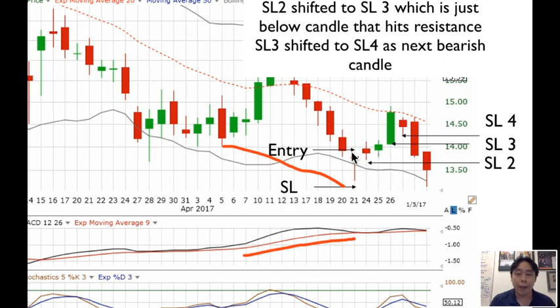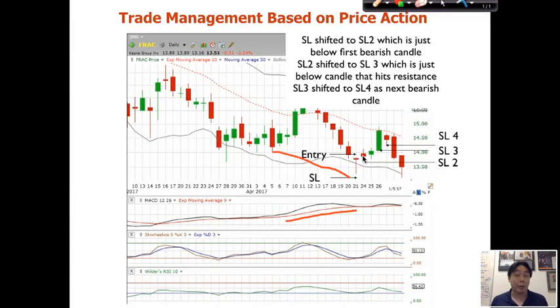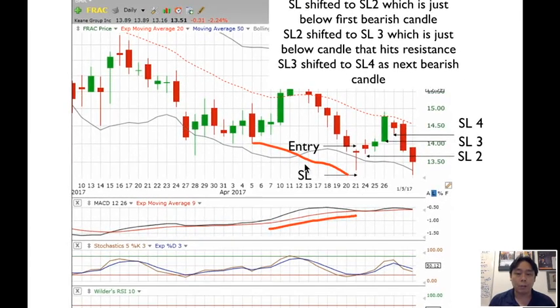But what happens? We enter the trade and it closes bearish. Okay, so because of that, what we do is we will raise our stop loss, which was originally over there, to over there. Okay, which is now SL2. Our stop loss is over there now. Okay, now the next day, what happens?